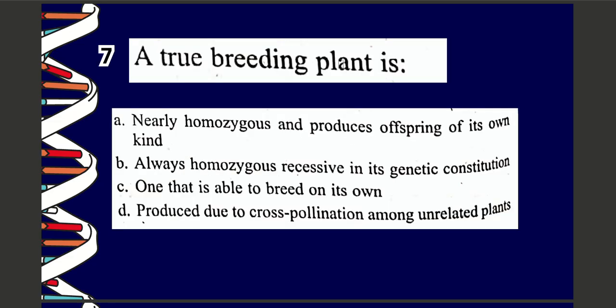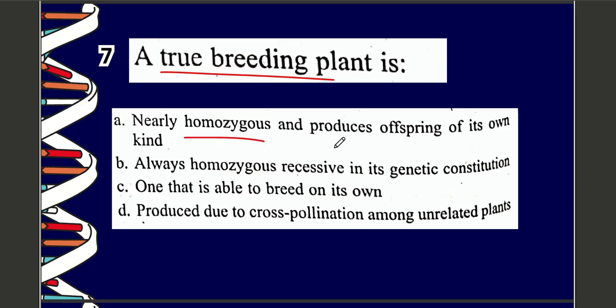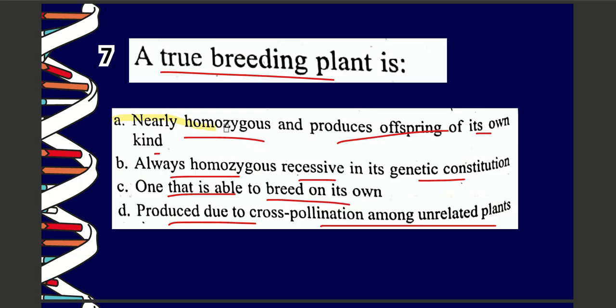Next question. Question number 7. A true breeding plant is A. Nearly homozygous and produces offspring of its own kind. B. Always homozygous, recessive in its genetic constitution. C. One that is able to breed on its own. D. Produced due to cross-pollination among unrelated plants. The correct option is option number A, which is nearly homozygous and produces offspring of its own kind.